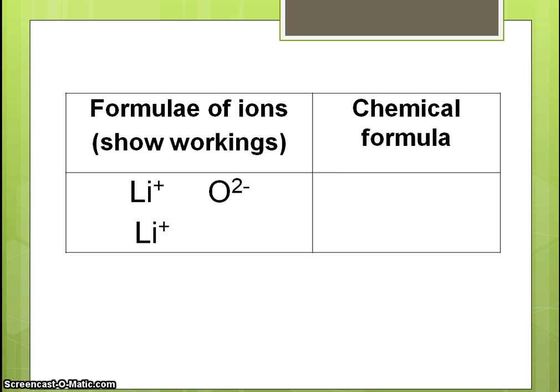After writing it down, you'll be required to balance the charges. Since the oxide ion has a charge of 2-, we will require 2 lithium ions with a charge of 1+ to balance the charges on the oxide ion. After that, you write down the chemical formula of the ionic compound without the charges. In this case, it is your Li2O.